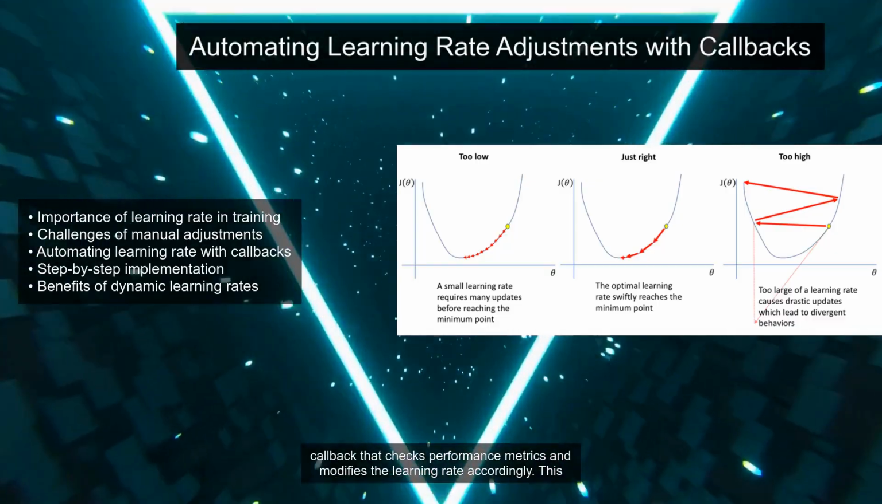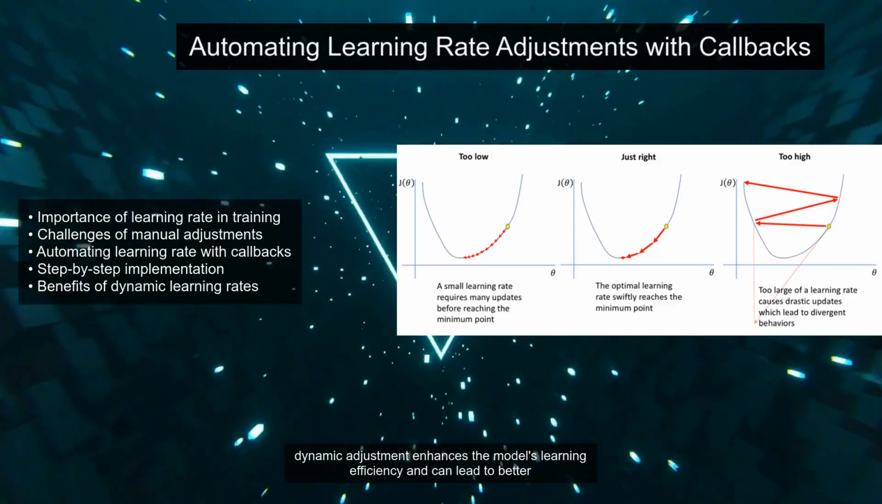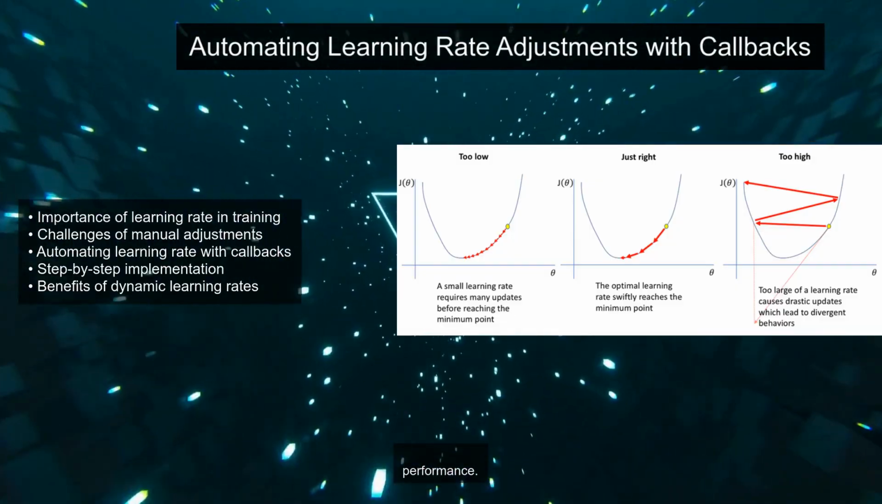Implementing this involves defining a callback that checks performance metrics and modifies the learning rate accordingly. This dynamic adjustment enhances the model's learning efficiency and can lead to better performance.